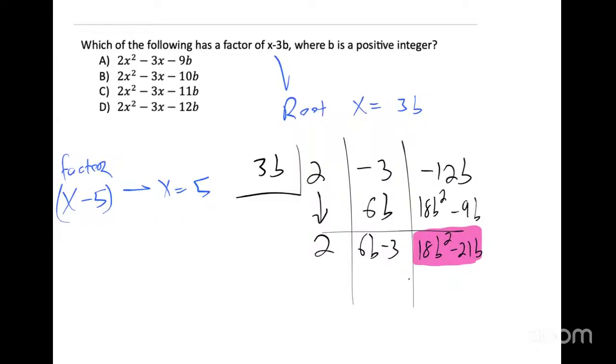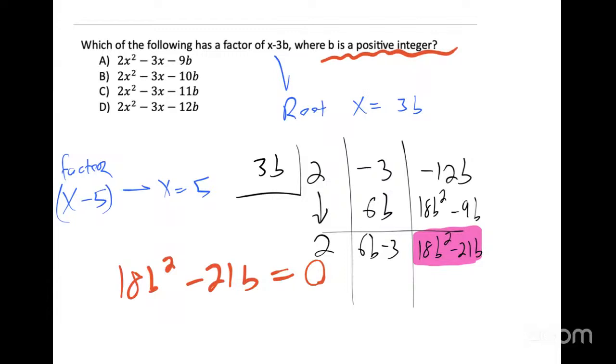Or can it be equal to 0? And if that happens, will b come out as a positive integer? So let's set it equal to 0: 18b squared minus 21b equals 0.